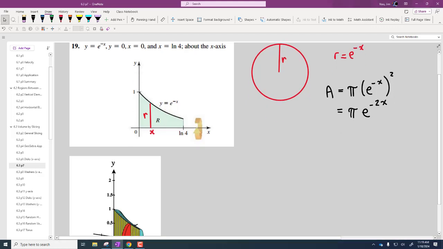Let's check the left endpoint. That radius is 1. So if we get pi 1 squared, we get pi. So if we plug in 0 over here, we should get pi. E to the 0 is 1. We get pi, so it's checking.